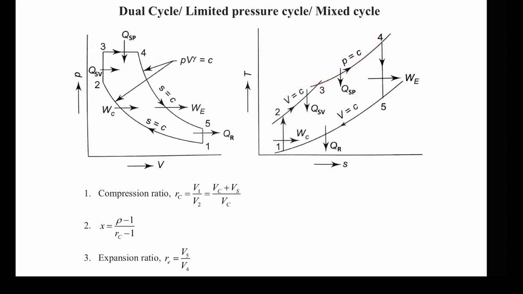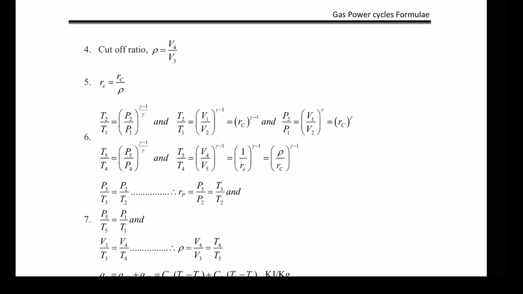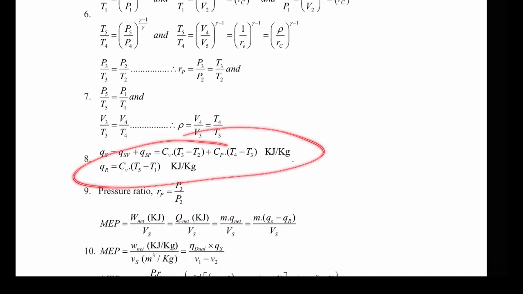And for QR, small qr, it will be again constant volume, so Cv, T5 minus T1. So those equations are mentioned over here. These are the equations. You can check the unit, kilojoule per kg.